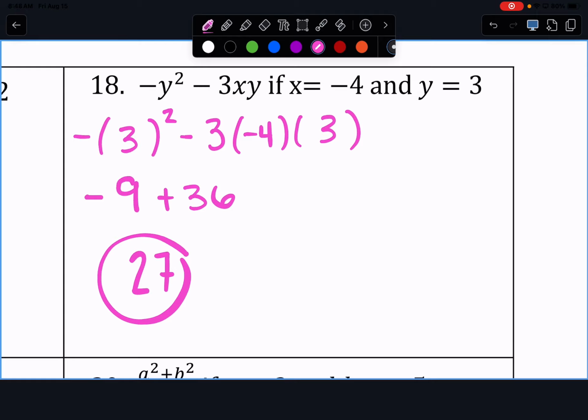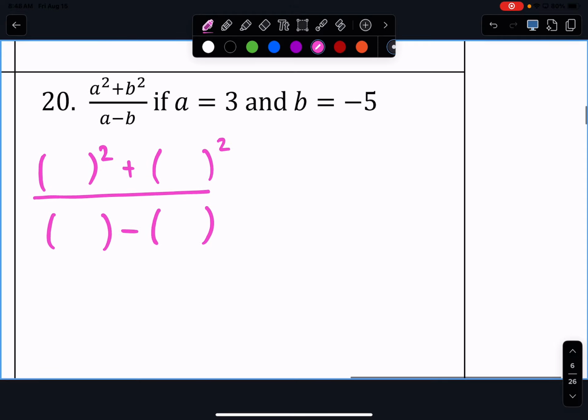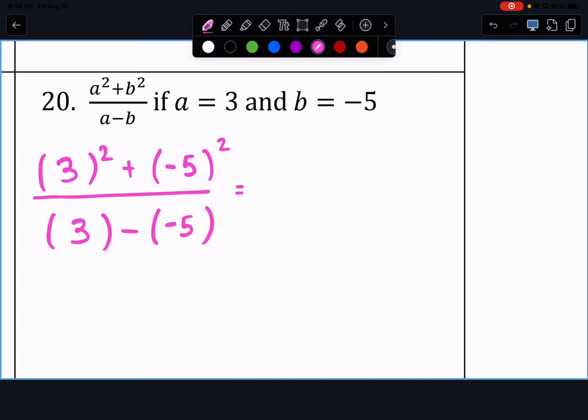All right, then for 20. What do I plug in for A? 3. What do I plug in for B? Negative 5. So our numerator, what should I do first? Exponents. What is 3 squared? 9. What is negative 5 squared?